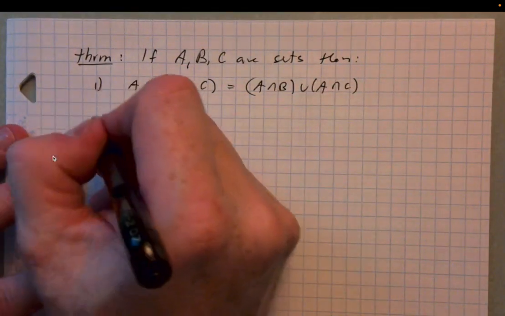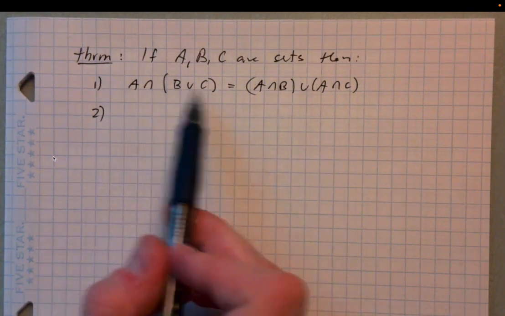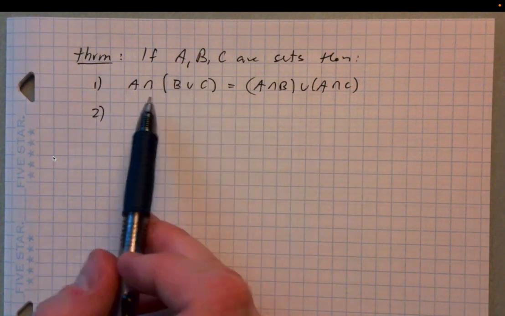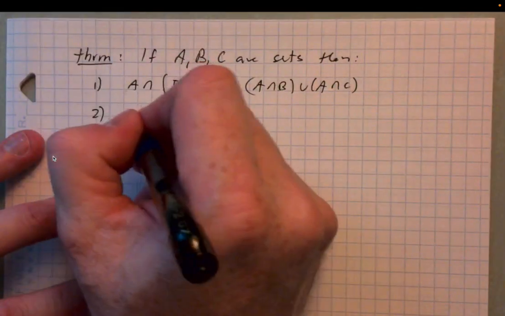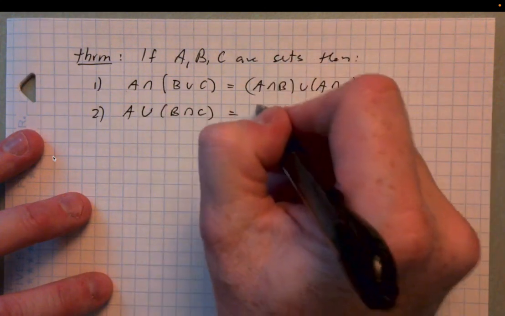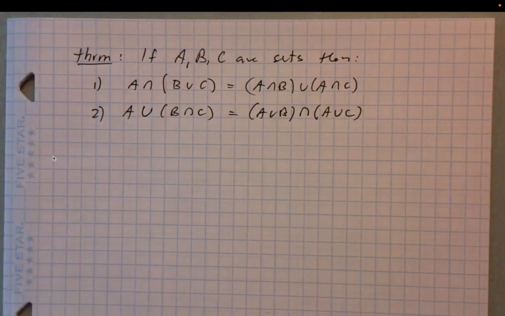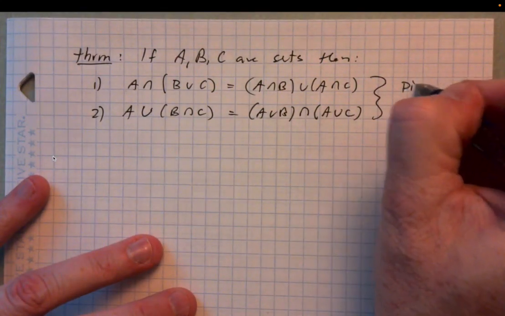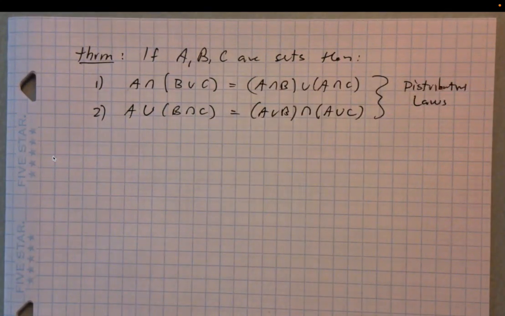So this is like the distributive laws. You could think of sets as distributing across these operations. A and B or C is the same thing as A and B or A and C. And then the reverse idea would be A or B and C is equal to A or B and A or C. So these two together are what we would call the distributive laws.